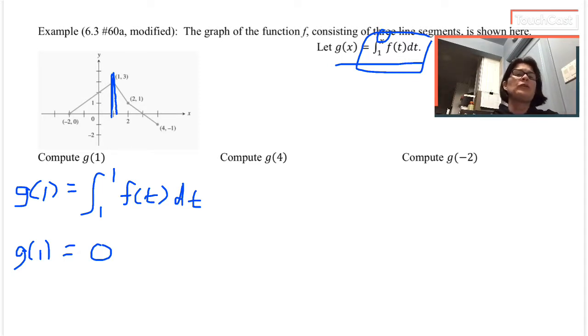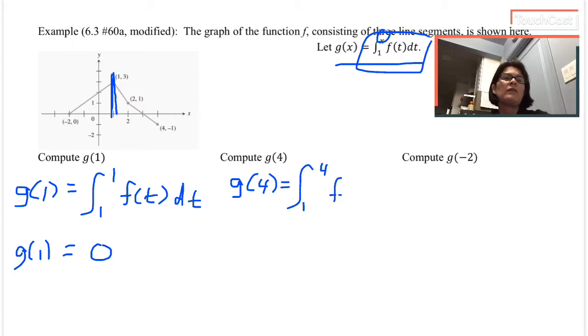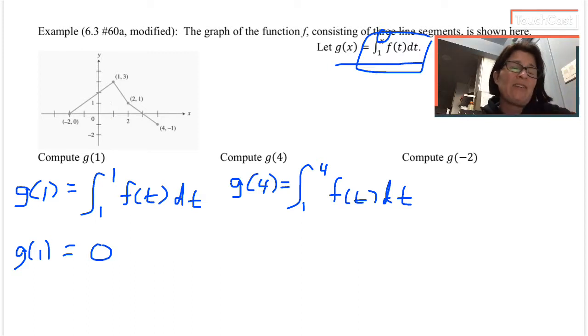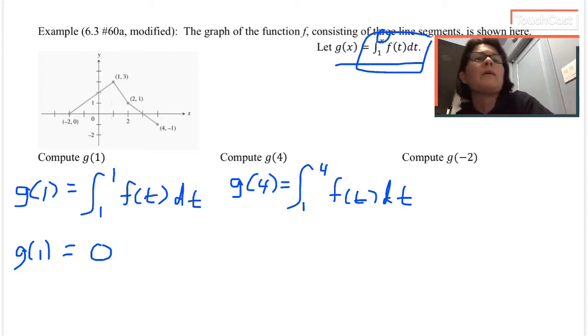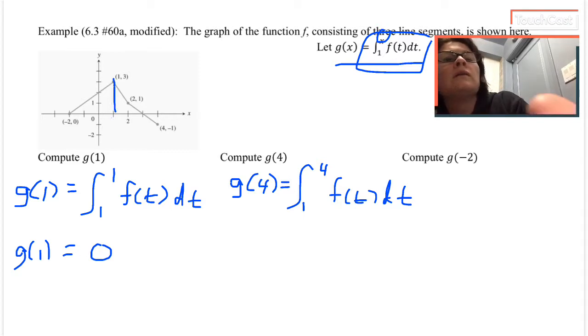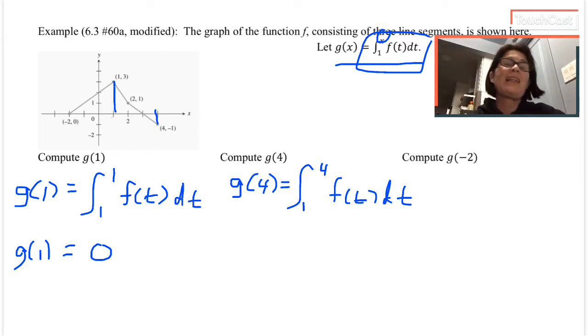So now I'm going to compute g of 4. Start by labeling an expression for g of 4. So g of 4 is going to be the integral from 1 to 4 of f of t dt. And now I'm going to come to my picture. I'm going to try sketching in, or at least identifying, that area. It says find the area between 1 and 4. Here's 1 and 4. And I want to find that area.